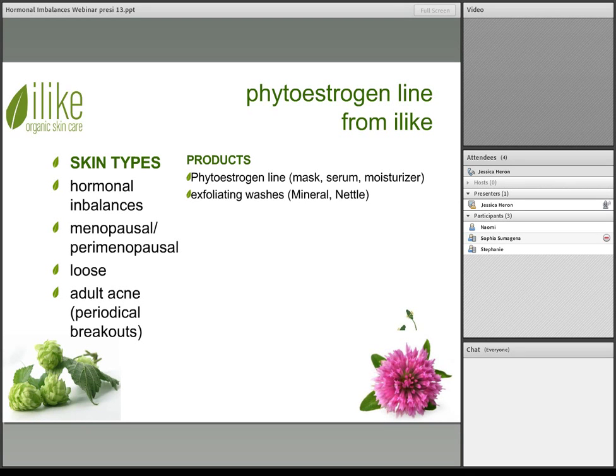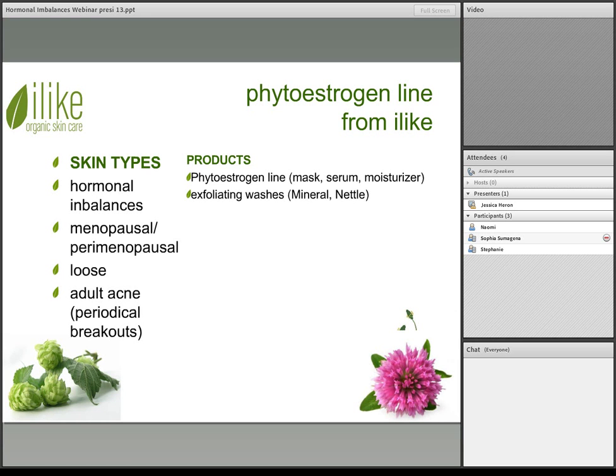There's also some brightening properties in the nettle exfoliating wash containing the lemon ingredient, which will assist with hyperpigmentation problems. So if you have anybody that's in their menopausal stage or the later menopausal stages that are experiencing sun damage, this can be a really wonderful cleanser to help address those problems.